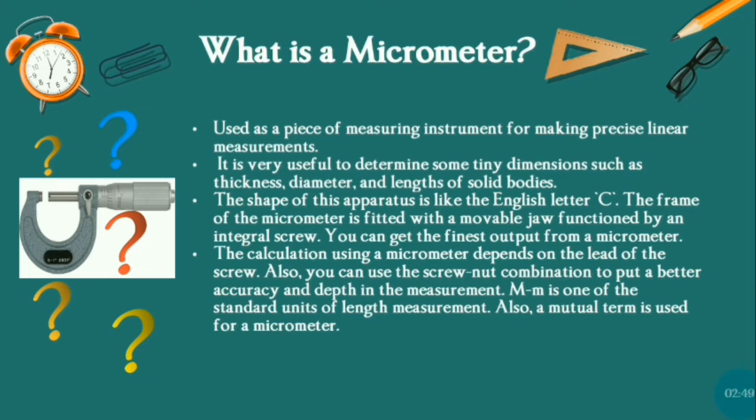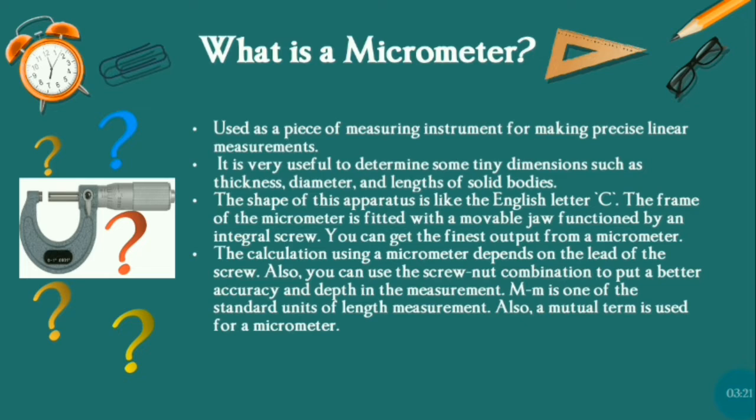The frame of micrometer is fitted with a movable jaw, functioned by an integral screw. You can get the finest output from a micrometer. The calculation using a micrometer depends on the lead of the screw. Also, you can use the screw nut combination to put a better accuracy and depth in the measurement. MM is one of the standard units of length measurement.